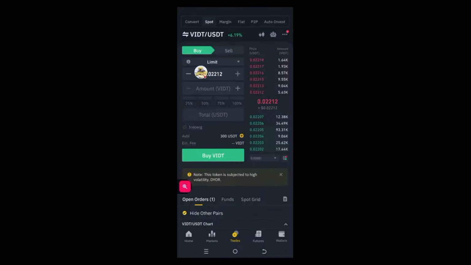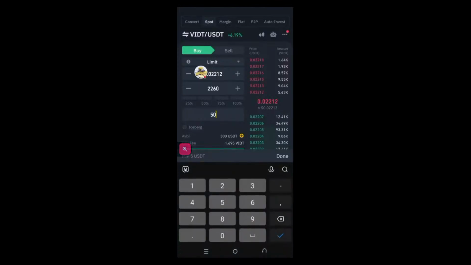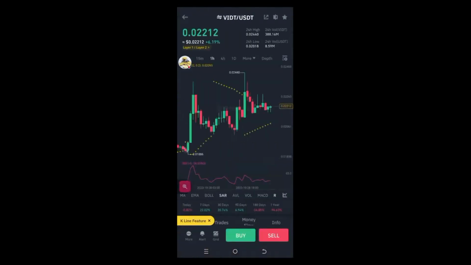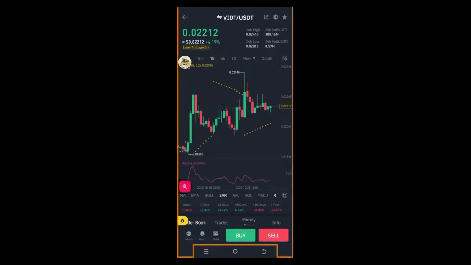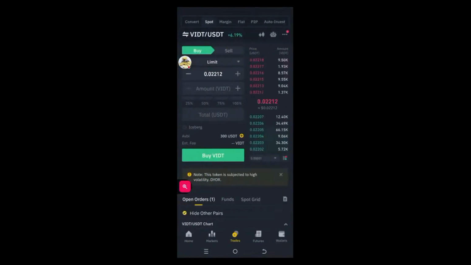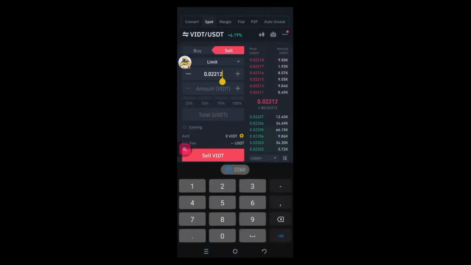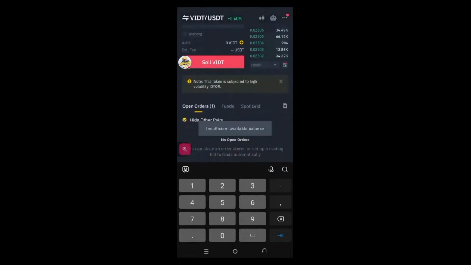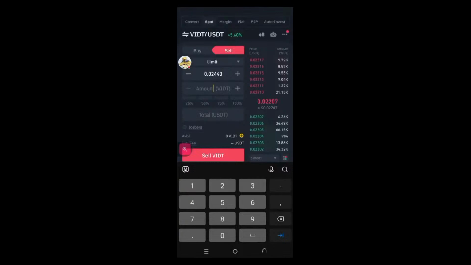Let's try it out. Okay, so let's put in $50. It's not that expensive. Where did it get to in the last 24 hours? 2440. Okay, let's go and see. Sell. 2440. Interesting, that's a lot. Let's just see what we can work with. I think we can work with this anyways.